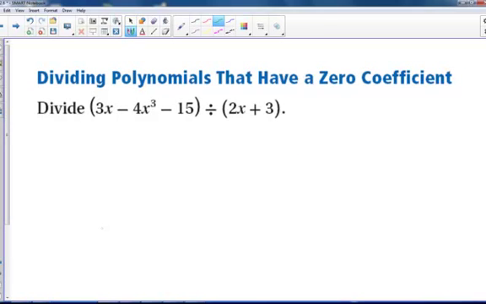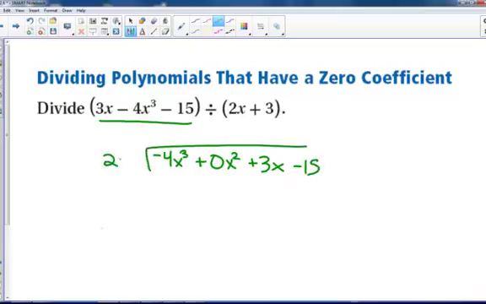All right. The first step is to put these in order. So I would put negative 4x cubed. This is when I will put my 0x squared placeholder. Then my plus 3x, and then minus 15. Long dividing with 2x plus 3. 2x times what gives negative 4x cubed? That's a negative 2x squared.